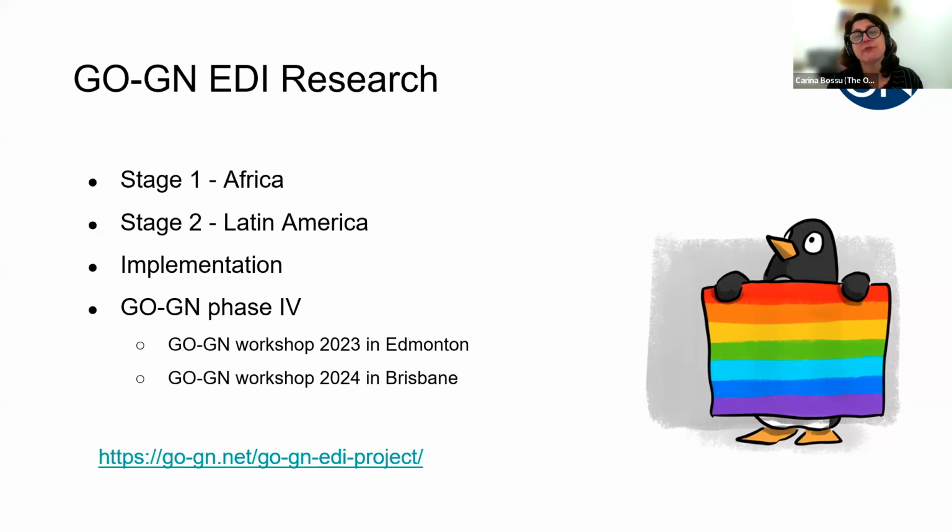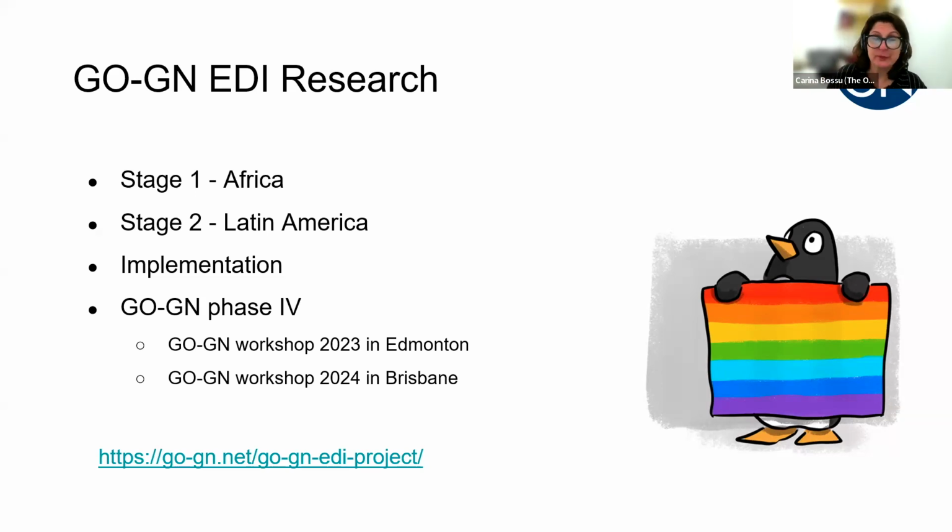We also ran several activities to try to implement some of the recommendations that emerged from stage 1 and stage 2. So one of them is the EDI handbook that we developed. One other activity didn't go as planned, but again, it was a huge learning curve on how to work in the area in Global South.